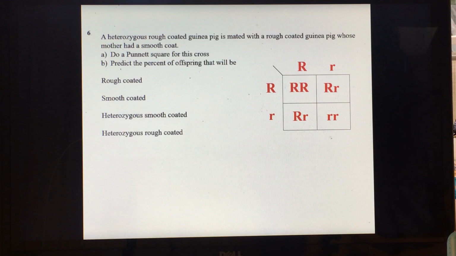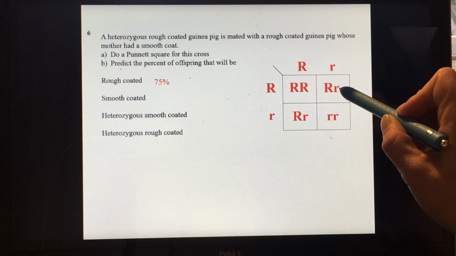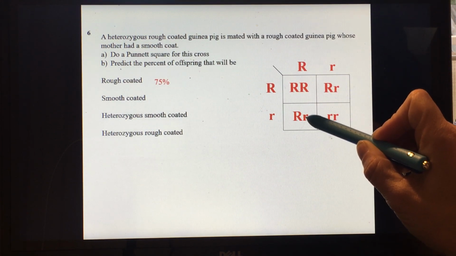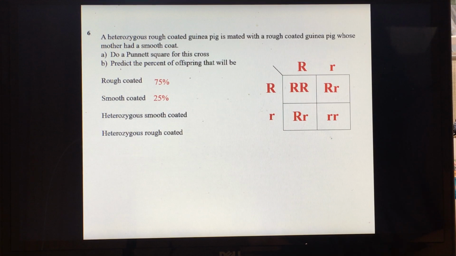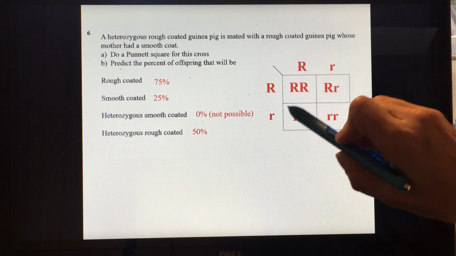So when we do the Punnett square, we get 75% that would be rough-coated. That's because this individual would be rough-coated, so would that individual, and so would that individual. We have 25% smooth-coated. Heterozygous smooth-coated would be 0% because if you are heterozygous, you'd be rough-coated. So it's not possible to be heterozygous and smooth-coated. Heterozygous rough-coated would be 50%, these two individuals right here.